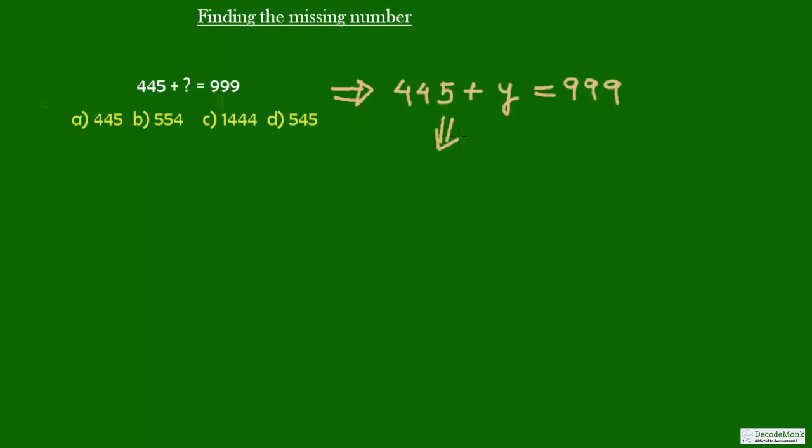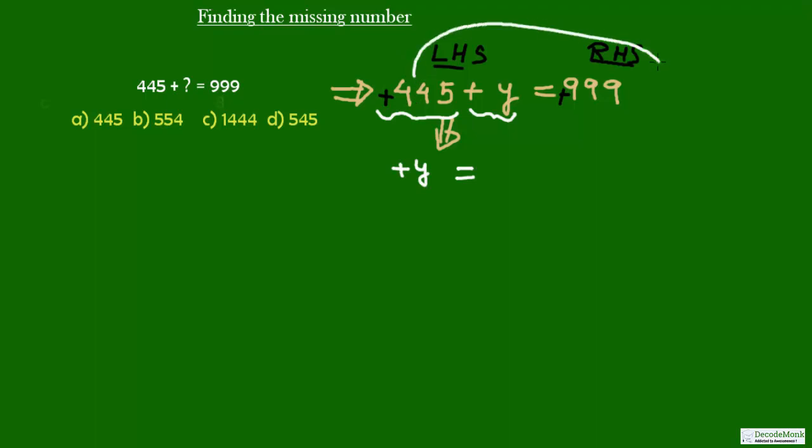So now the next step, I told you to consider that if nothing is written in front of any number, consider that to be a positive sign, plus sign. Now this is your left hand side. Other side of the equivalent sign is right hand side, RHS, and left hand side is LHS. Now again, as you want to find out the value of plus y or simply y, you please put that plus y on the left hand side and let this 445 jump to the other side.